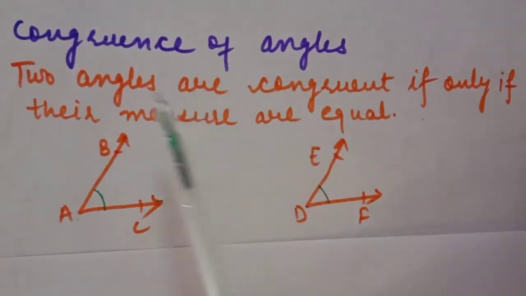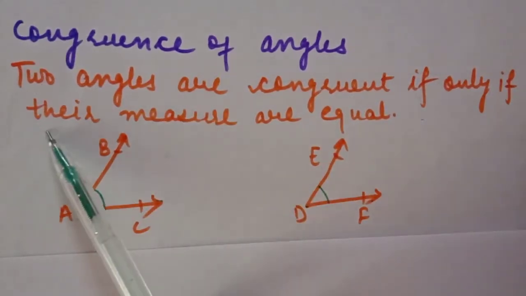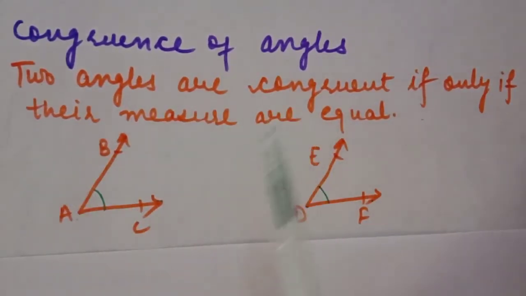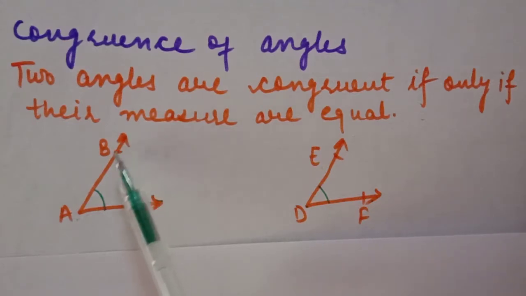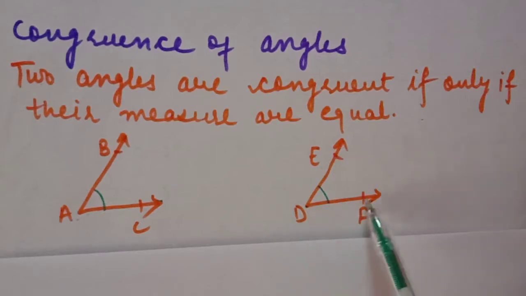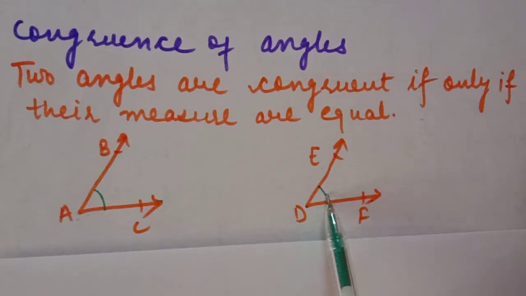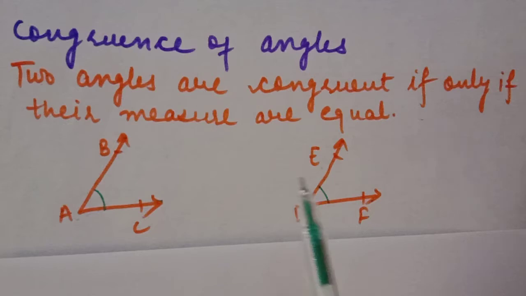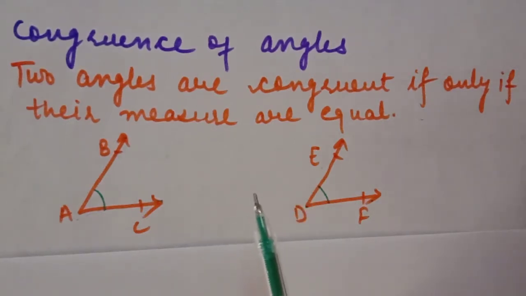Congruency of angles. Two angles are congruent if and only if their measurements are equal. If the measurement of angle BAC and the measurement of angle EDF are equal to each other, then they are congruent to each other. So with the help of congruency of line segments and angles, it is very clear that congruency means being equal to each other, or being able to superimpose on each other.